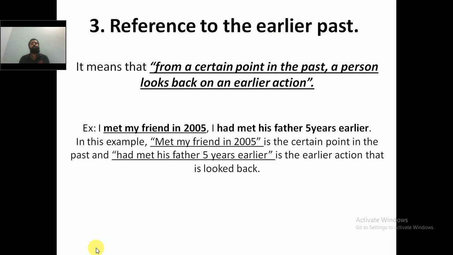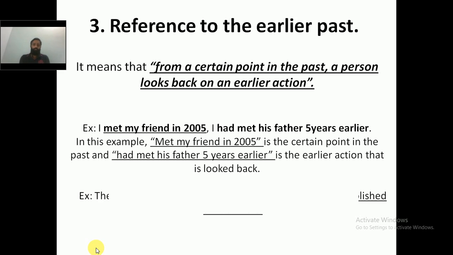I met my friend in 2005. I had met his father 5 years earlier. So what is a certain point in the past? That is, I met my friend in 2005. That is a certain point in the past. Now what is the earlier action? That is, I had met his father 5 years earlier. That is the earlier action. So there is a certain point in the past and there is an earlier action.